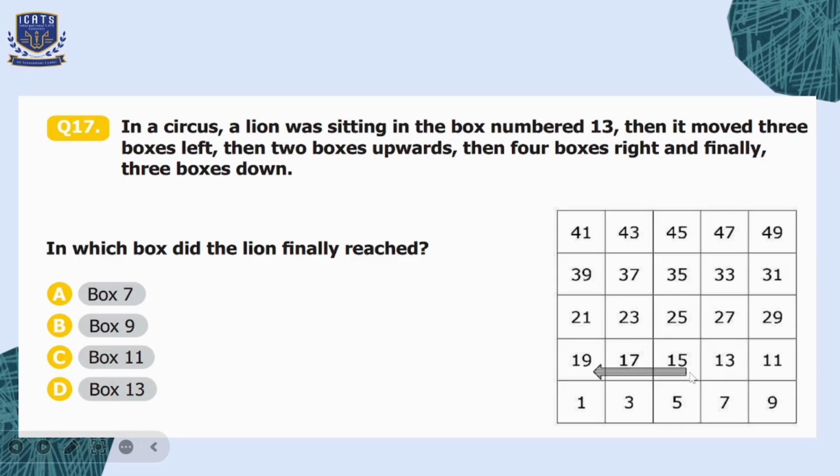So we are going to make an arrow like this. Now the lion is at box number 19. Then 2 boxes upwards. So currently he is at box number 39. Then 4 boxes right. So when it moved 4 boxes right, now the lion is at box number 31. And finally 3 boxes down. So the lion finally reached box number 9. So option B is the correct option here.